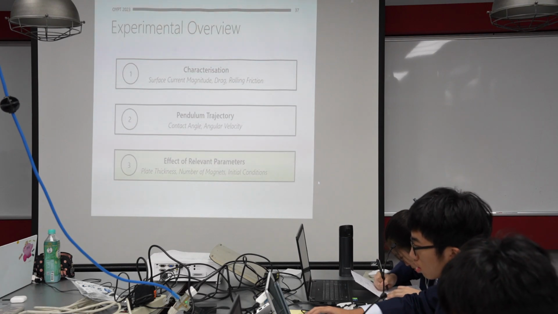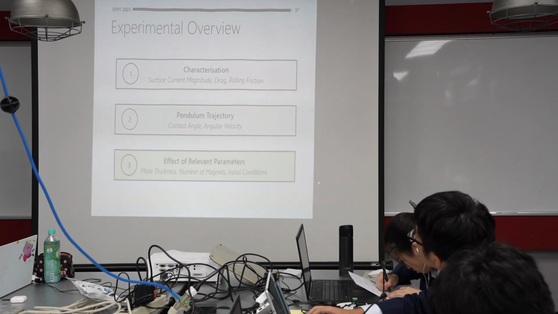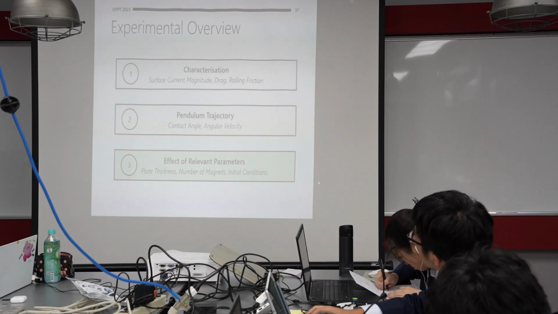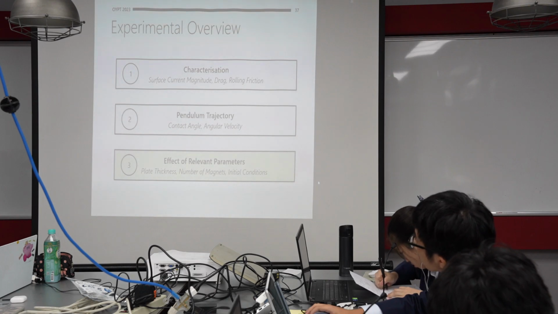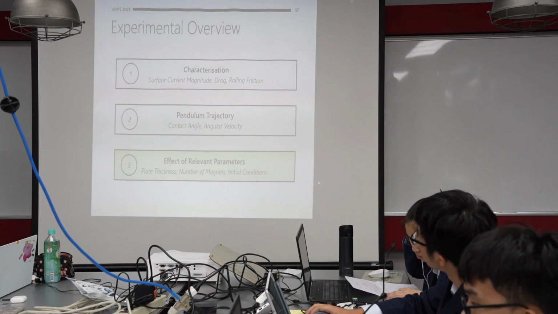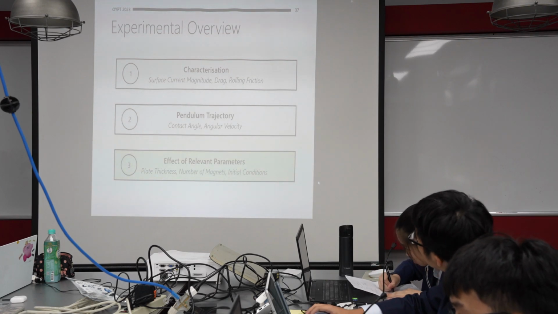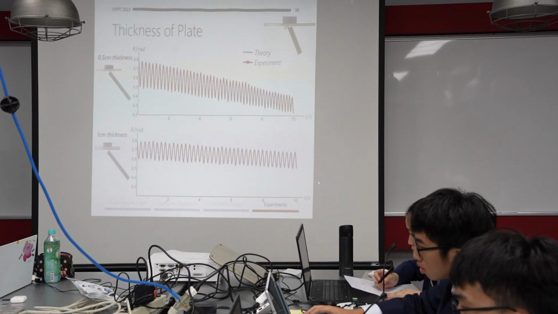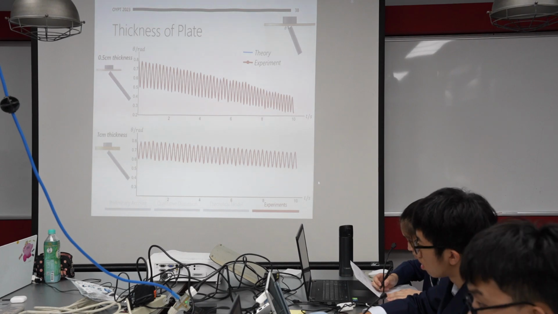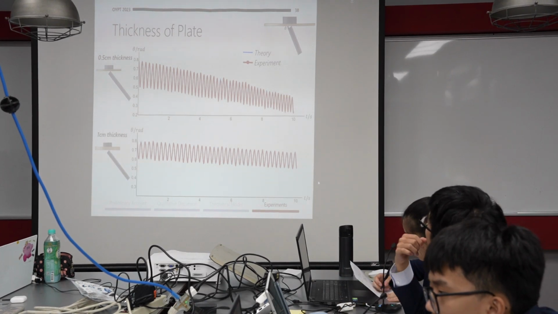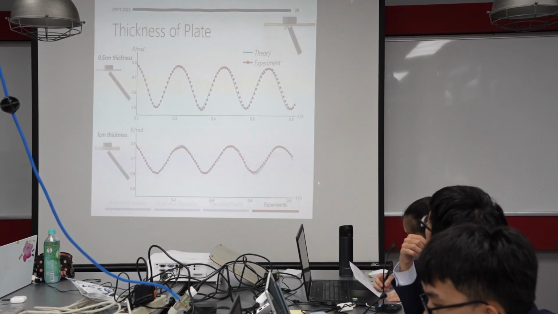Now, we will discuss the effect of relevant parameters on our system. Note that we shall only discuss the effect of these parameters on contact angle, as we have previously illustrated the relationship between contact angle and angular velocity. For all the graphs shown in the next section, we have plotted both theory and experimental data over 10 seconds. However, for visualization purposes, we shall only show the first 0.8 seconds of motion.